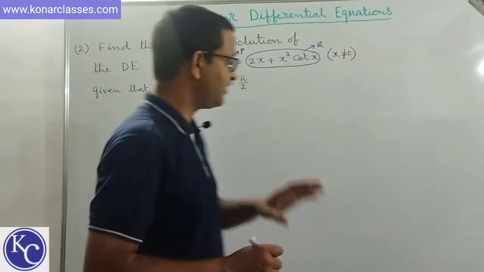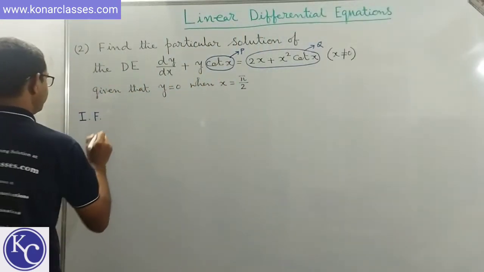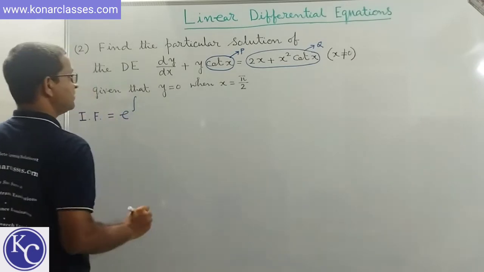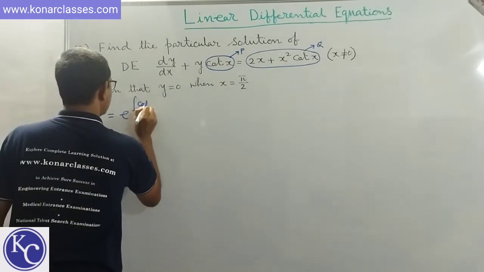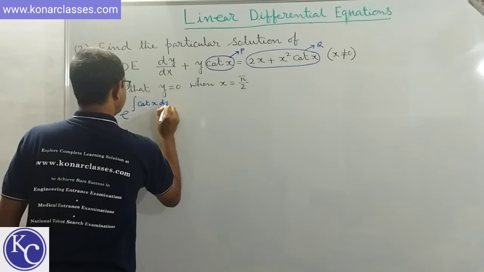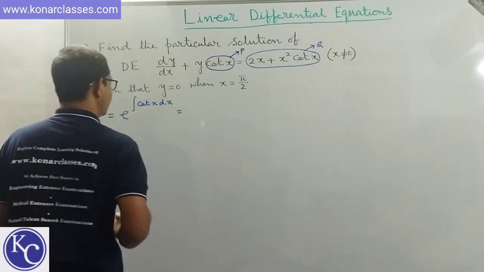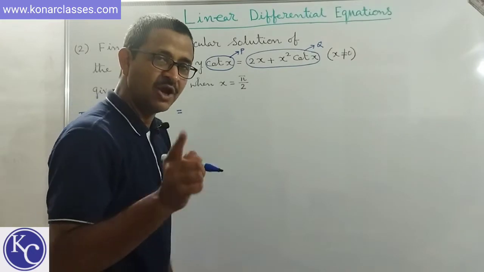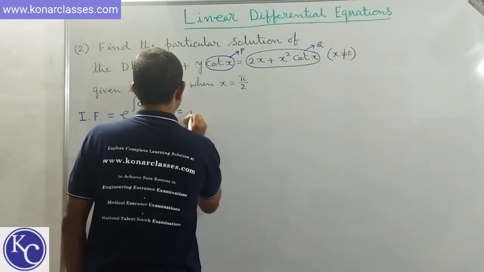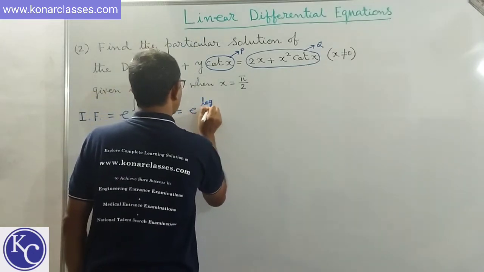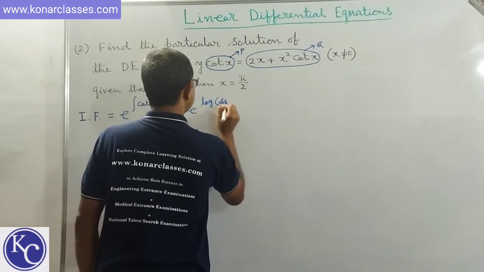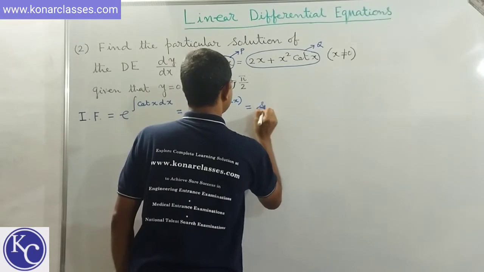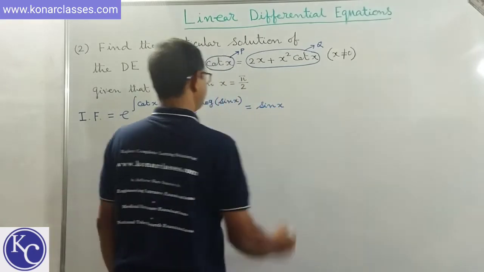dy/dx plus py equal to q, where p and q are either constant or function of x only. Then how to solve it? First we need to find the integrating factor. What is integrating factor? E power integration p dx. What is p here? Cot x dx. Okay. So this is equal to, if you recall, that integration cot x dx is nothing but log sin x, correct? So e power log sin x. Now e power log sin x is nothing but sin x, correct?